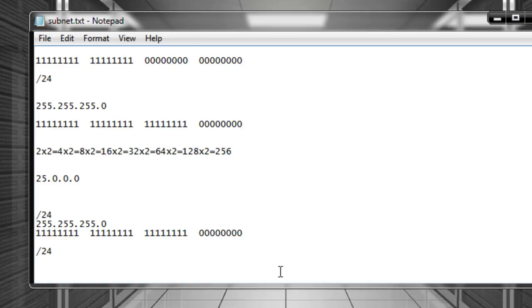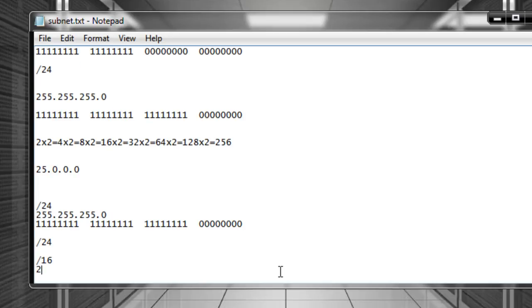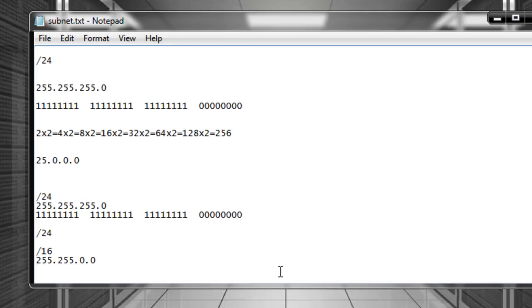So what's the Class B default mask in slash notation? Right, 16. And it is also, that's it. Those are all the same thing, slash 16, 255.255.0.0, or all ones in the first half, all zeros in the second half. It's a 16-bit mask. That's all there is to it.